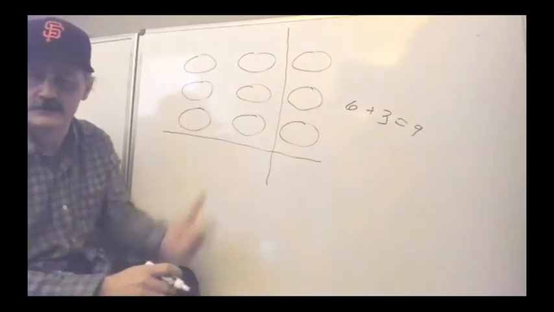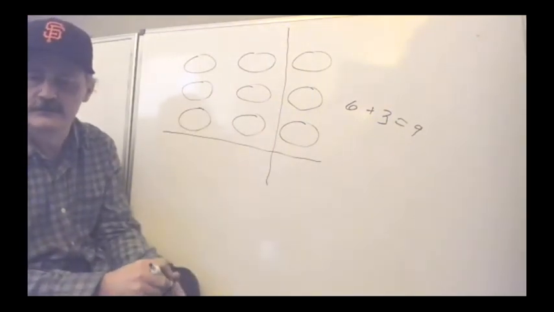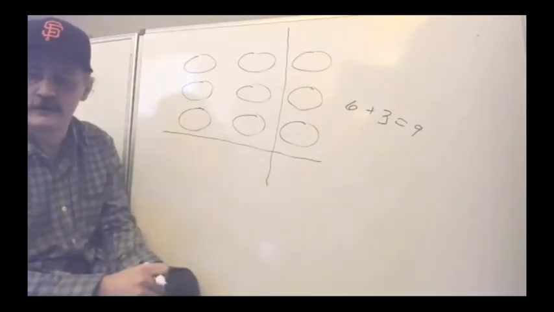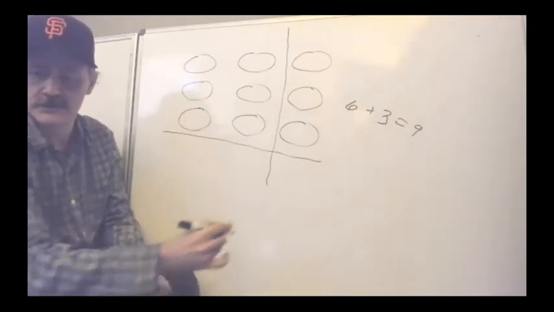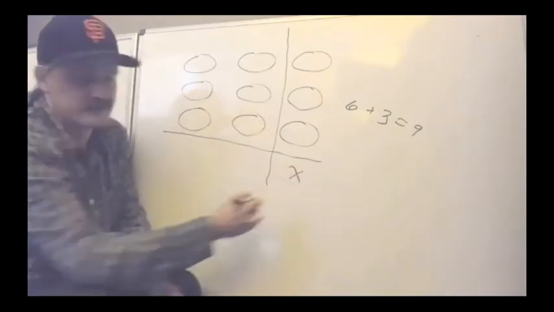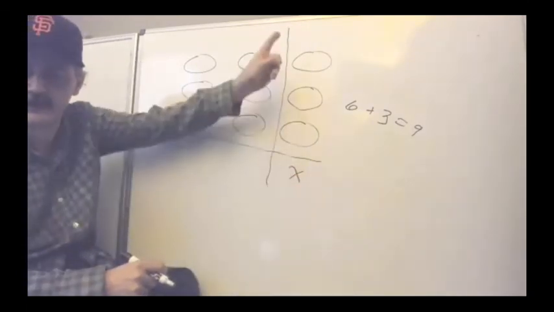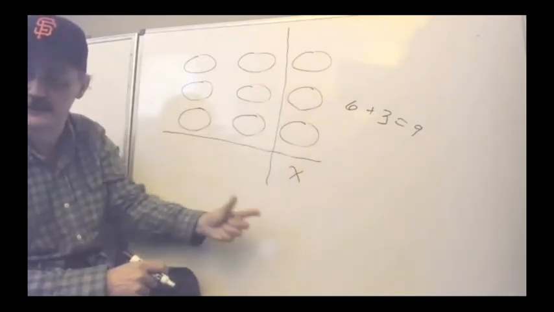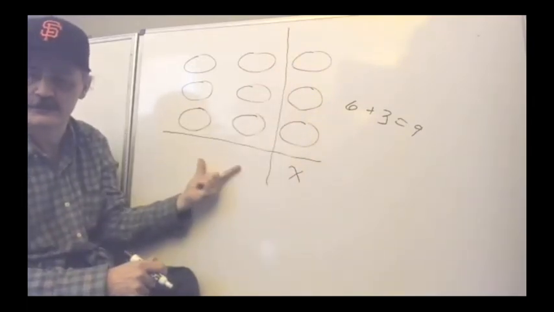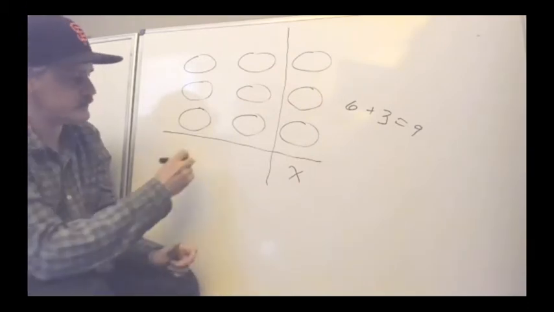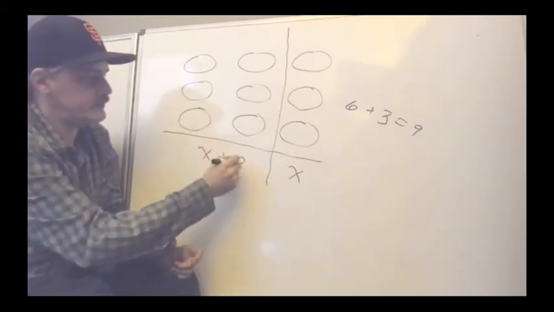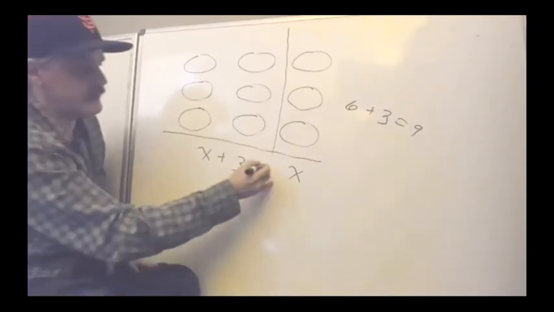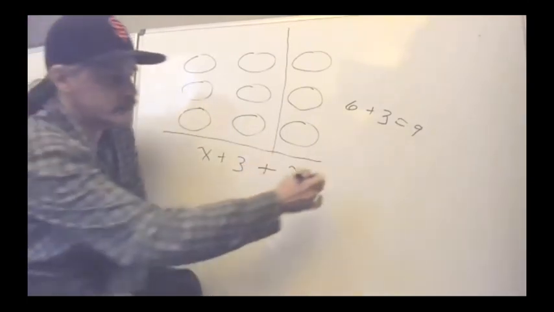Now, the thing is, this is a small amount of numbers, right? So you could probably have an intuition on this problem. What if we didn't have an intuition? Well, I'm going to call this group X. This variable represents how many are in this first group. We don't know how many there are. We'll pretend. And we know this group is 3 more. So this would be X plus 3. And now we know that these are supposed to combine, so they're supposed to add to equal 9.